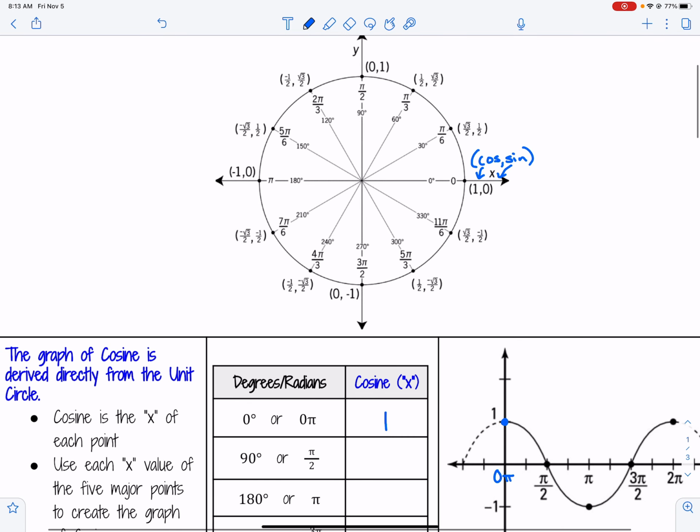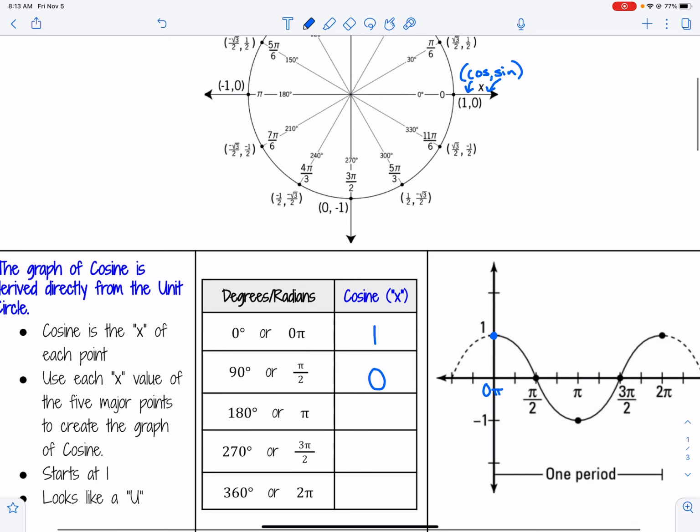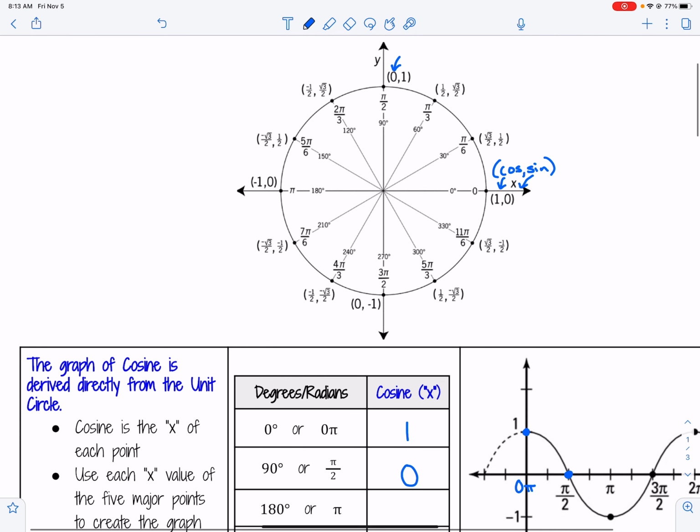So let's look at 90 degrees. 90 degrees is right here at the top of the unit circle. Notice it makes a 90 degree angle with where we started from. And the cosine value is again that x value. So just pick out 0 for that one. And then notice over here on your graph that pi over 2 is plotted at 0. So that's where those values are coming from.